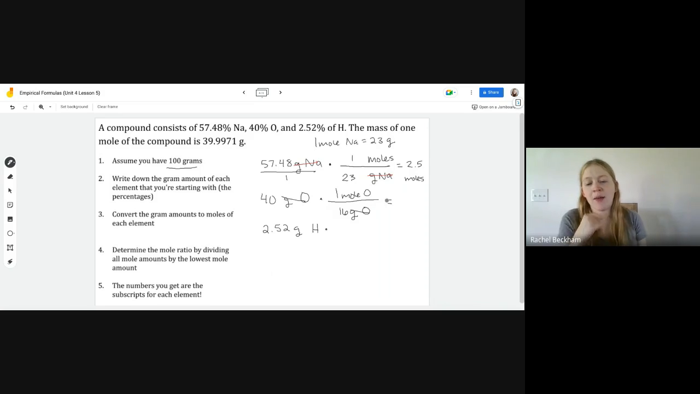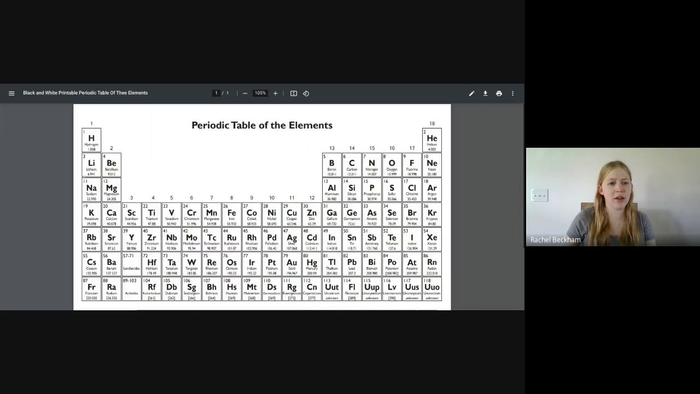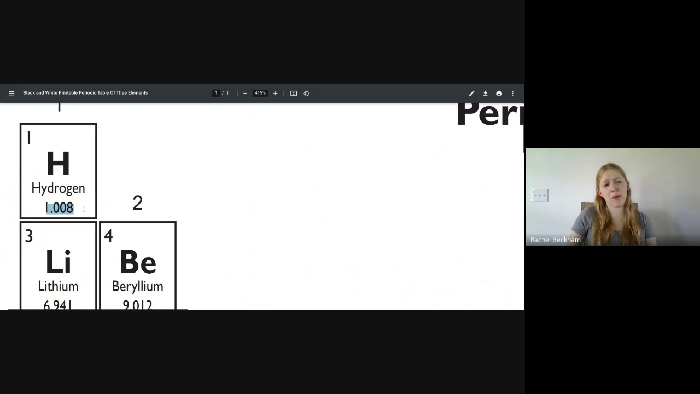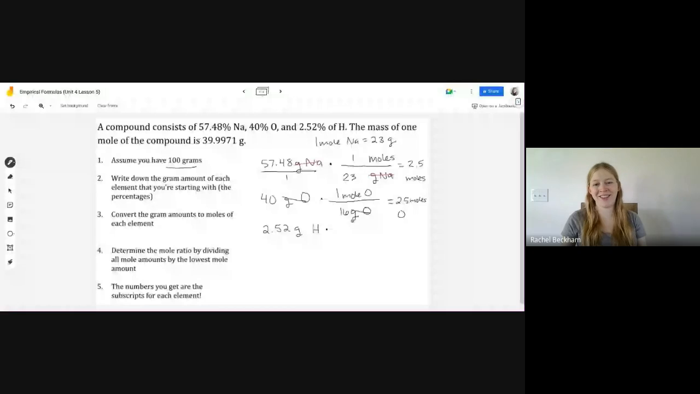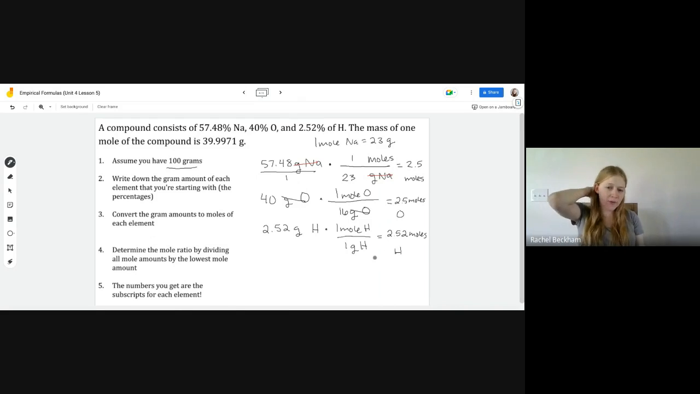So again, the 16 came from the periodic table. We're going to do 40 divided by 16. And I get, again, 2.5 moles, but this is for the oxygen. That was for the Na. And now for the H. The molar mass of H, let's see if we can find it here. I'm really zoomed in. The molar mass of H is right here, 1.008. Let's just make that 1 because that's super close to 1, okay? So 1 mole of H for every 1 gram of H, which is again going to be 2.52 moles of H, okay? So now we've converted everything over to moles.